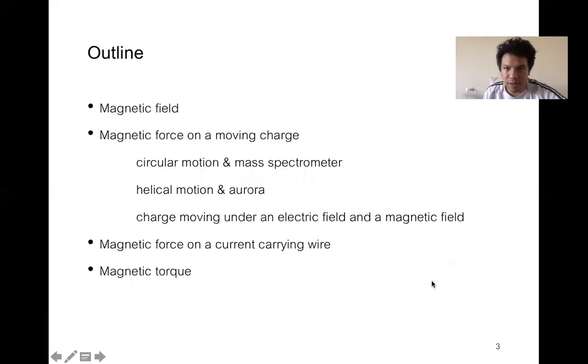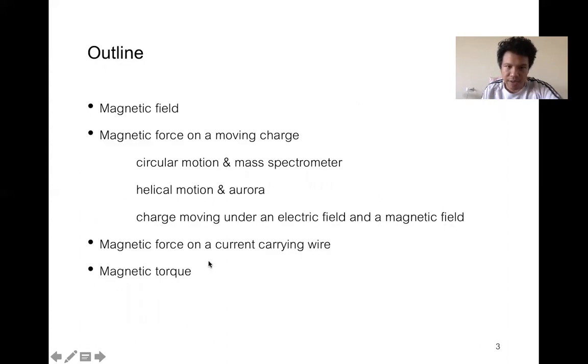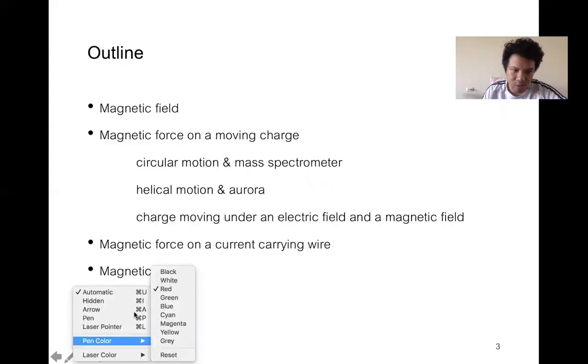So the outline of this first part: we discuss briefly about magnetic field, magnetic force on moving charge, circular motion, helical motion, and the charge moving under electric field and magnetic field at the same time. Then magnetic force on the current carrying wire and the magnetic torque.